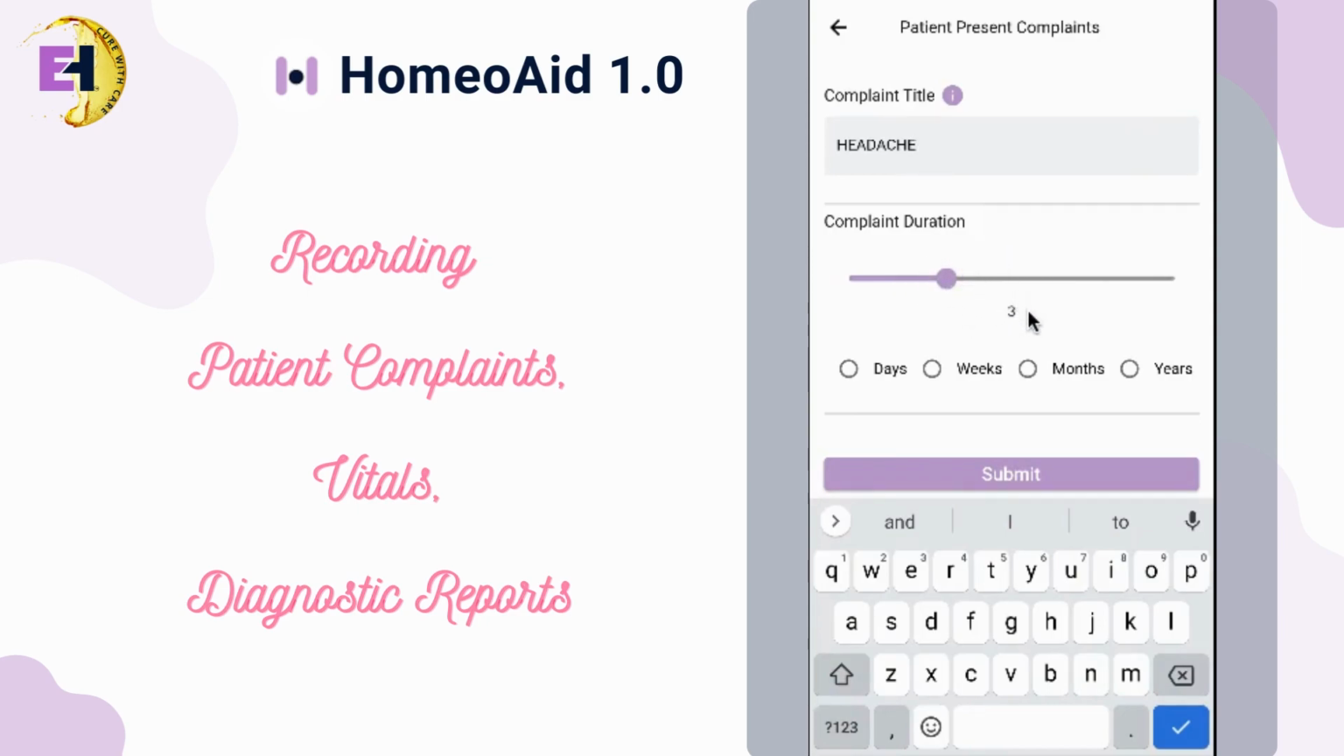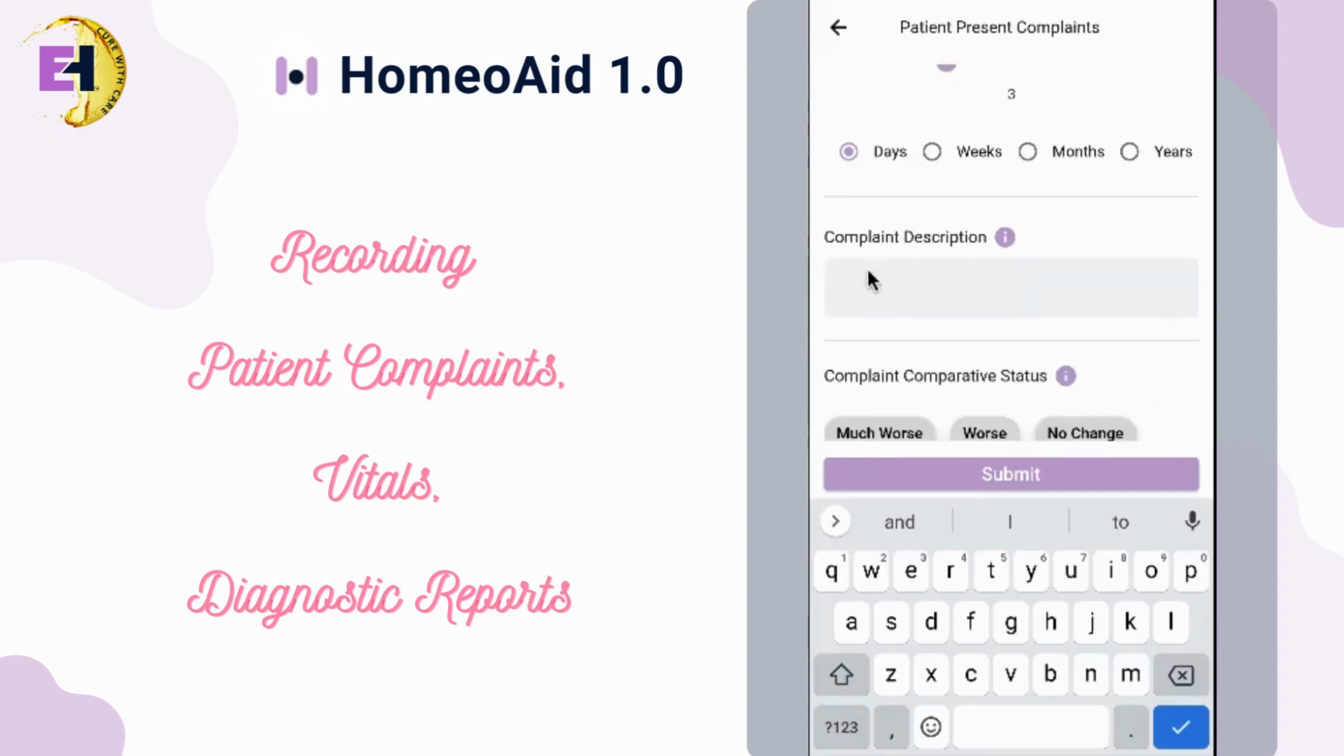Now after you choose the complaint duration value here, you enter the unit, whether the complaint was for 3 days or 3 weeks or months or years. So now let's enter 3 days here. And next is the complaint description.